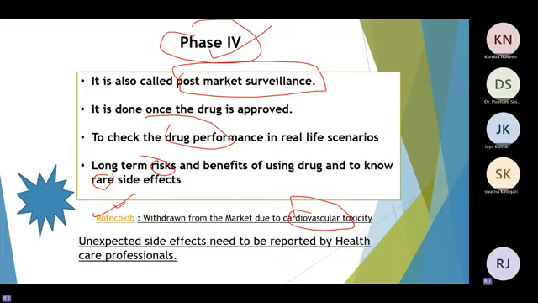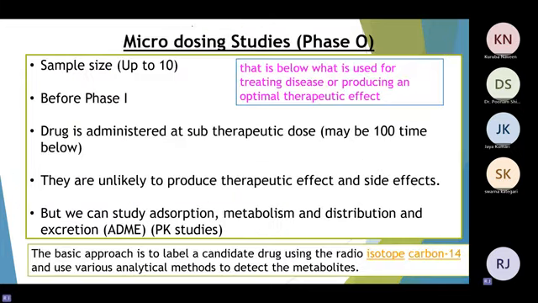Now we learned about phase 1, then we have learned about phase 1A, phase 1B, phase 2A, phase 2B, phase 3, phase 4. There is one different kind of study that is called phase 0. Okay, this is not that common now, but still it is done by many organizations. So it is called microdosing studies. So generally what happens, it is tested in 5 or 6 people, sometimes 8, 9. Well, generally the number of people in which a drug is tested will not be more than 10.